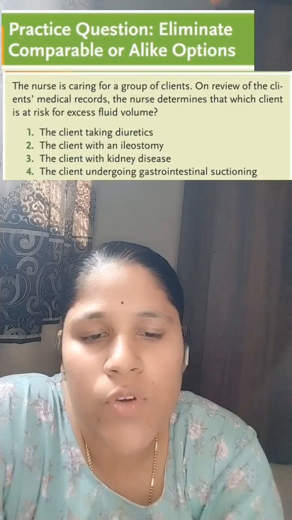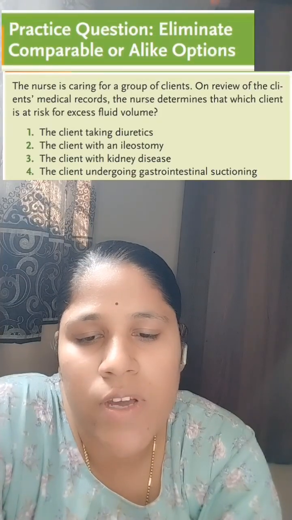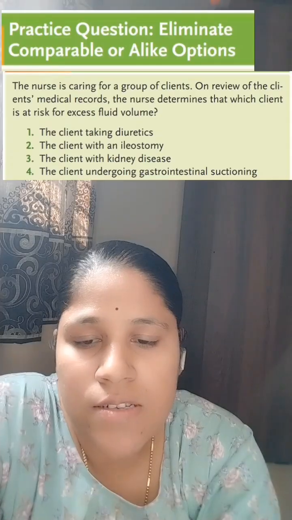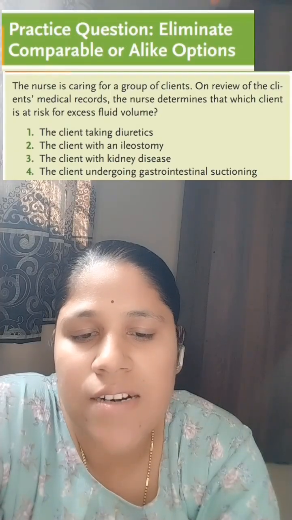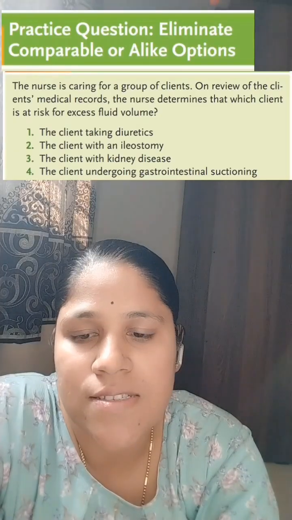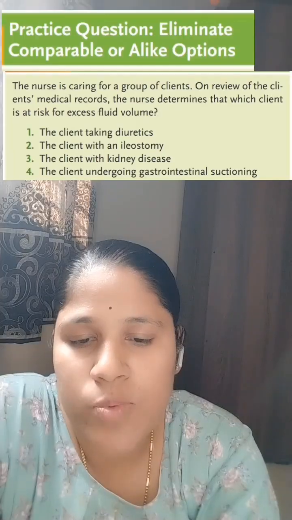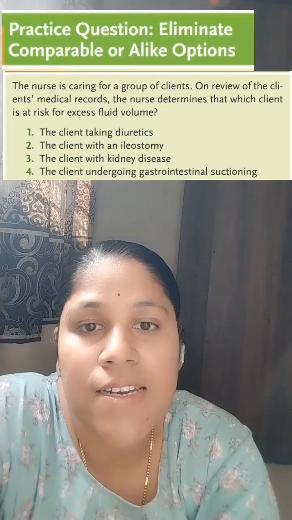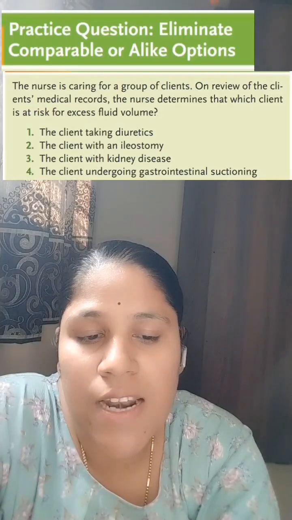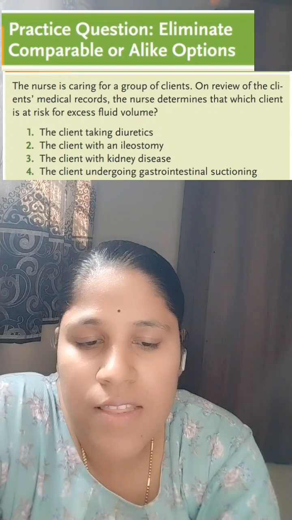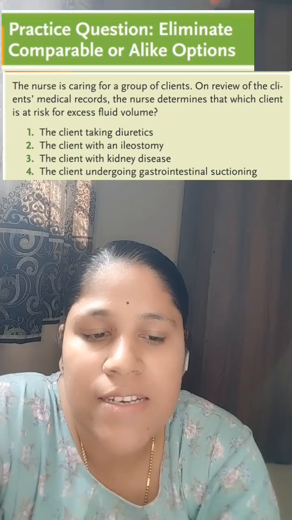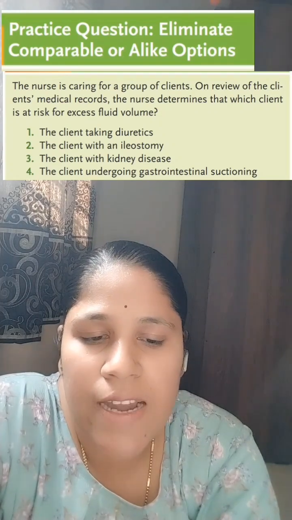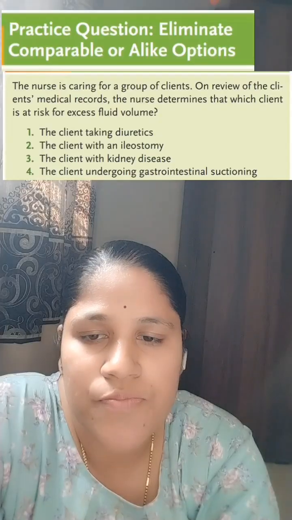The nurse is caring for a group of clients. On review of the clients' medical records, the nurse determines that which client is at risk for fluid volume excess. So we can see the options. The first one is the client taking diuretics. The second one is the client with an ileostomy. The third one is the client with kidney disease. And the fourth one is the client undergoing GI suction.